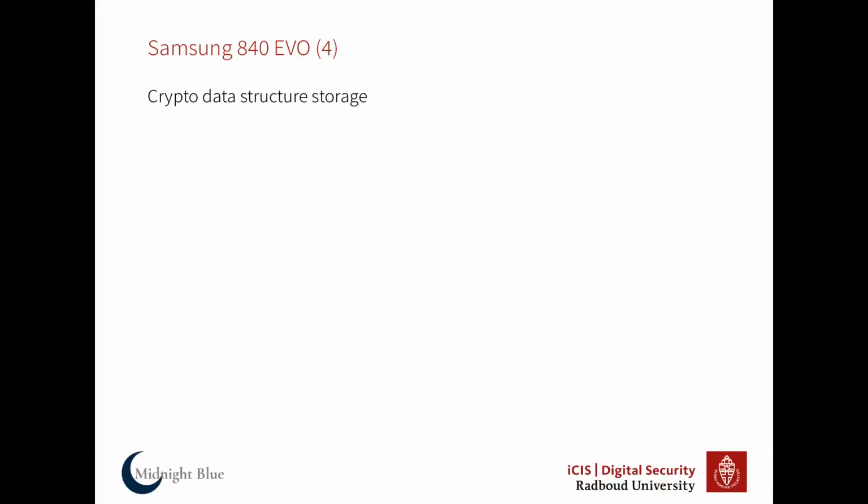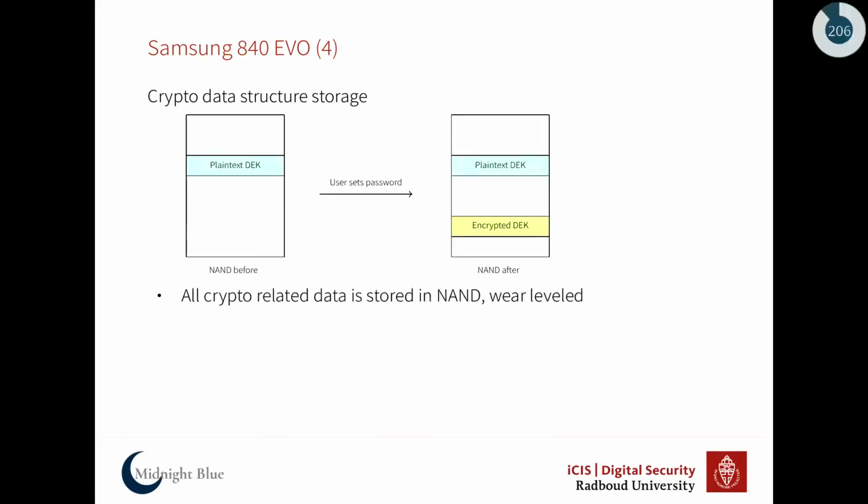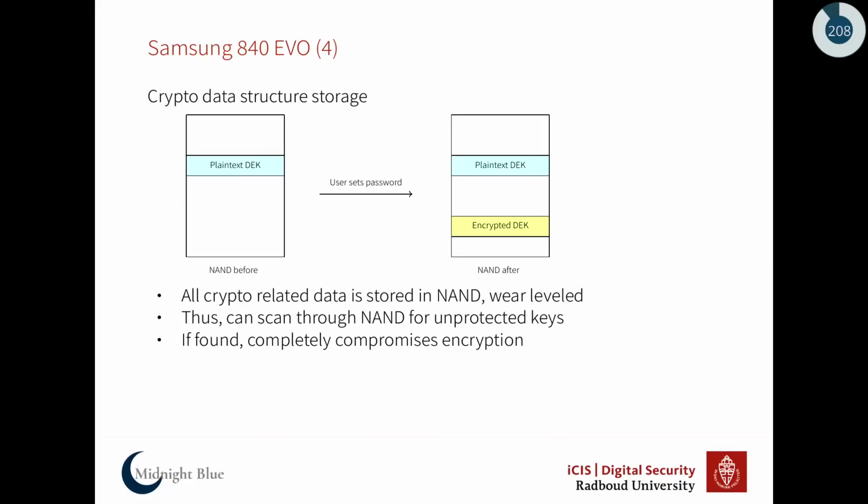This 64K blob is stored somewhere, and that's actually stored in wear-leveled memory. So you can just scan through the NAND and find an earlier copy of it. If you're lucky, there's a plain text key in there, and you can use that to unlock the drive. We actually did this in practice, although it's pretty unlikely that you're going to find this. But if you find it, then you're there. And it affects, obviously, both TCG Opal and ATA security, because it's in the same data structure.